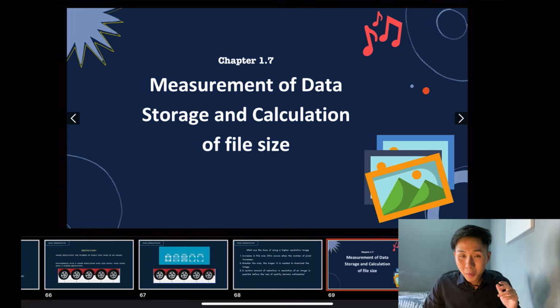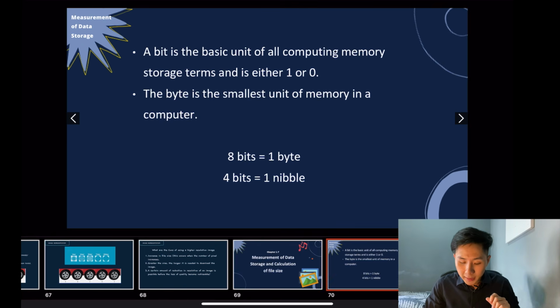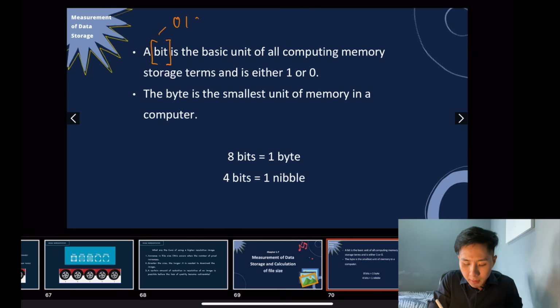So now we'll move on to how we measure the size of data in a computer. How does a computer measure how many gigabytes or kilobytes a file has? So let's first learn some of the basic terminology of storage in computer science. The first one is called the bit, which is 0 and 1. This is how a computer stores data. It is the basic unit of all computing memory storage terms, and it's either 0 or 1.